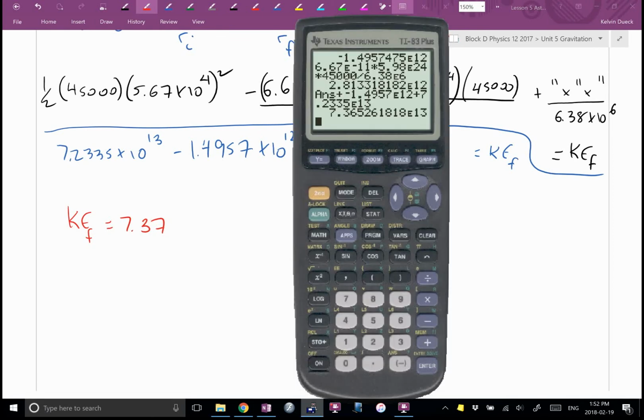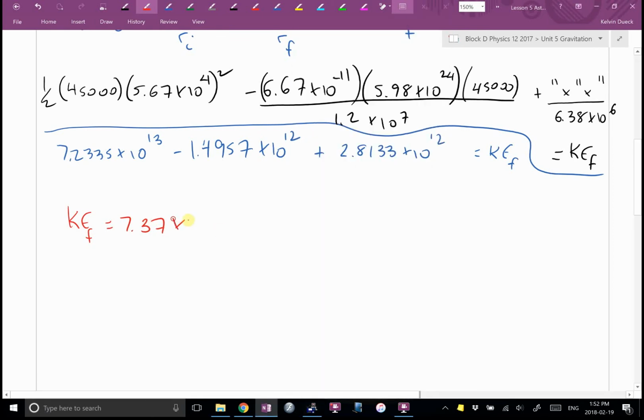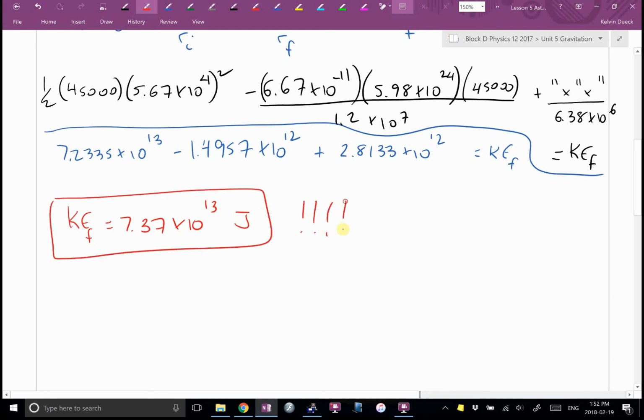Sorry, I wrote that down wrong. Yeah, 7.37 times 10 to the 13th. Now that you know that, could you find V? Sure, times by 2, divide by m, square root. And that's probably what I'd ask on the test.